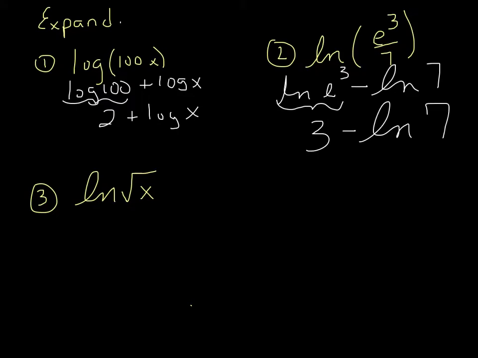Number 3, natural log of square root of x. You might say, well, we don't have anything that deals with square roots, and you're absolutely correct. Remember, we take roots and we rewrite them as exponents. The square root of x is the same thing as x to the 1/2. And now it's a power. So the power rule says that becomes 1/2 times the natural log of x. Okay. So an example of product rule, quotient rule, and power rule.